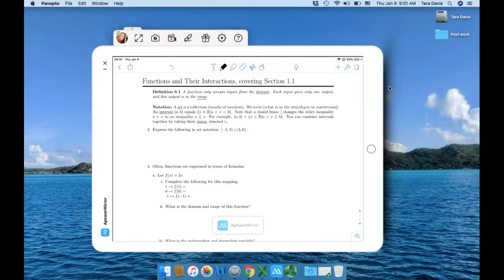So definition 1, a function only accepts inputs from the domain. So the domain of a function is the set of all possible inputs to the function. Each input gives only one output because we're dealing with a function, and this output is in the range. So the range is the set of all possible outputs, or all of the y values. So that's what domain and range mean.